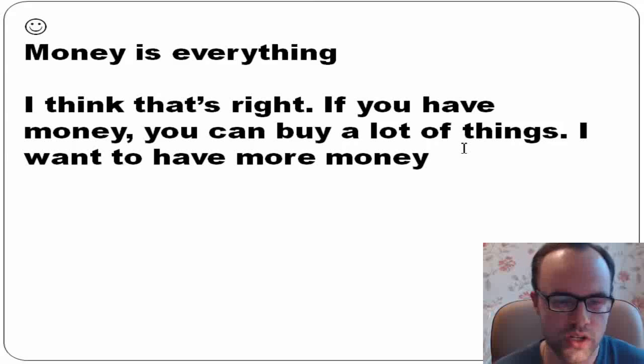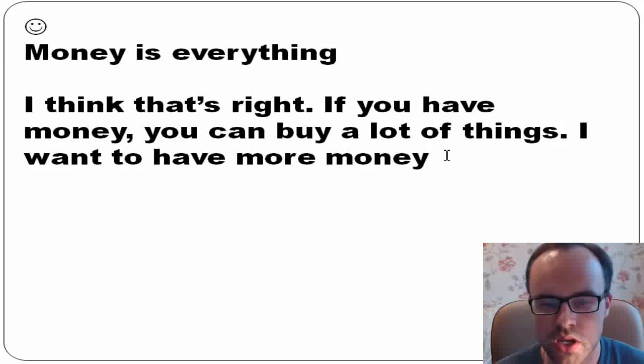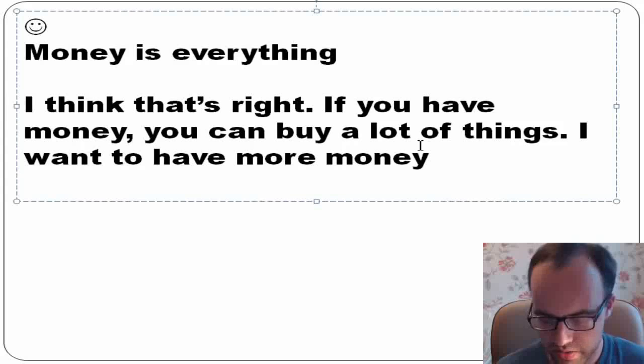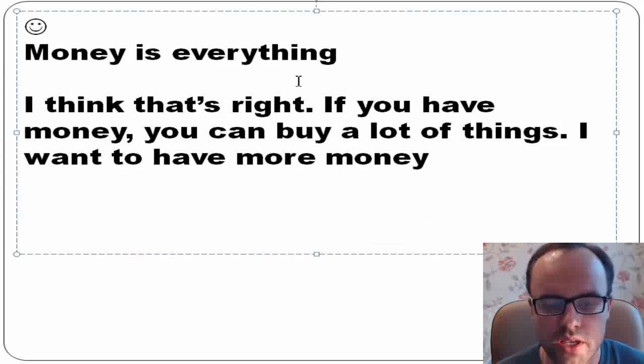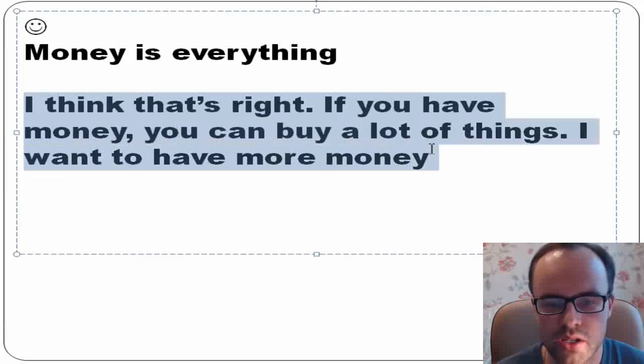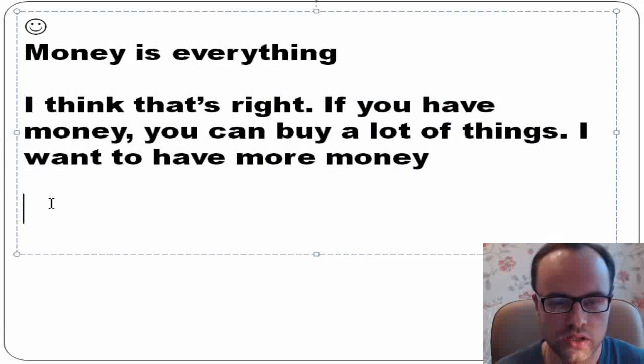Actually that's a great achievement. It's a huge achievement when we speak English without mistakes. Actually all the sentences are correct. The idea is how to make it sound more advanced. Let's make this an advanced level, or at least upper intermediate level or higher. So money is everything. We'll be using just the same ideas, but we'll be saying it another way.